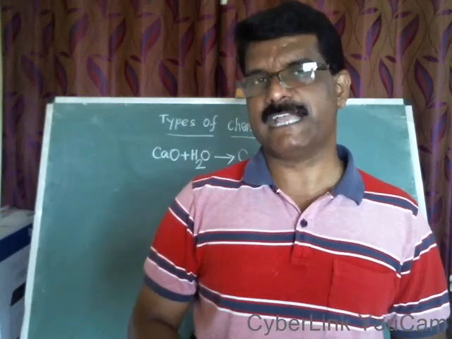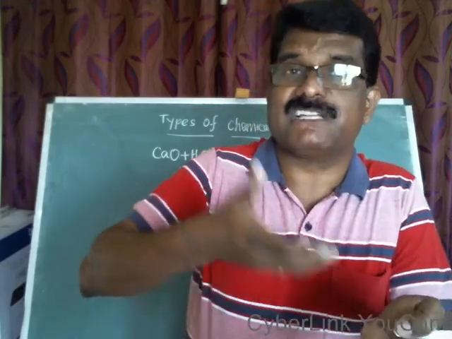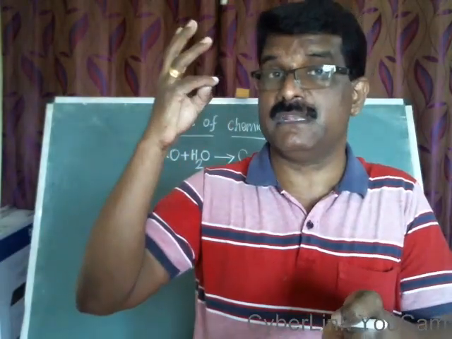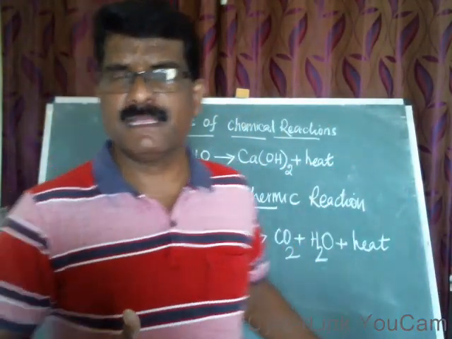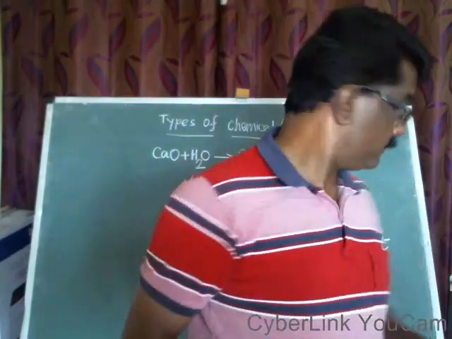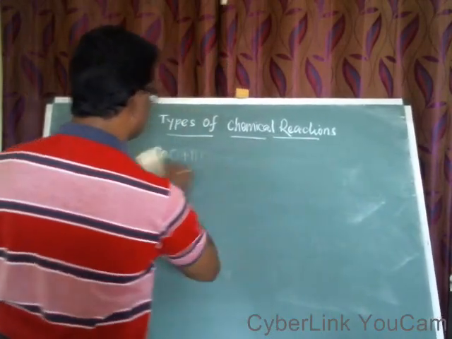What do you mean by exothermic reaction? An exothermic reaction is a chemical reaction in which heat energy is evolved out. Examples: the first reaction between calcium oxide and water to form calcium hydroxide, burning of natural gas, that is methane, and another biochemical reaction taking place in our body. Can you tell me? Respiration is another example of an exothermic reaction.